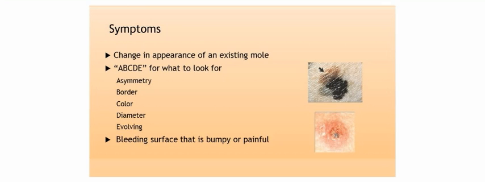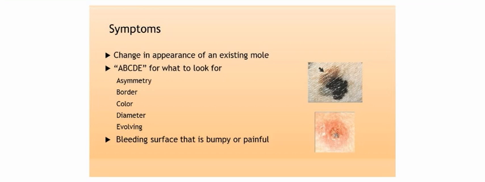So first is asymmetry. This is when the shape of one part of the mole doesn't match the other part. If you look at the top picture here, we have a brownish area at the top, and then a dark black spot towards the bottom, and the gray pigment to the left. They're not symmetrical on any of the sides, so the brown and the black, they're not symmetrical at all. That's the asymmetry we're looking for.